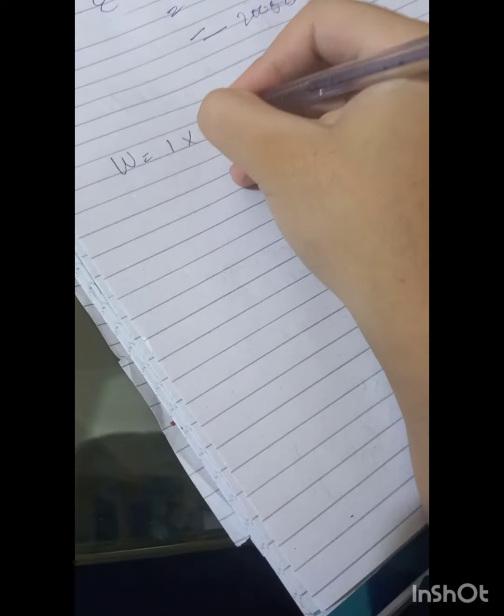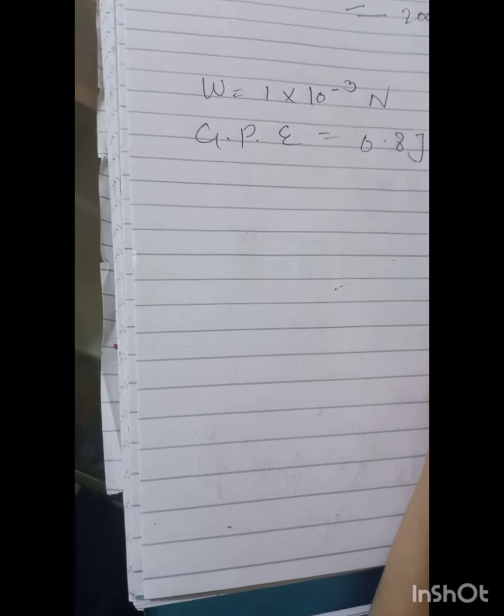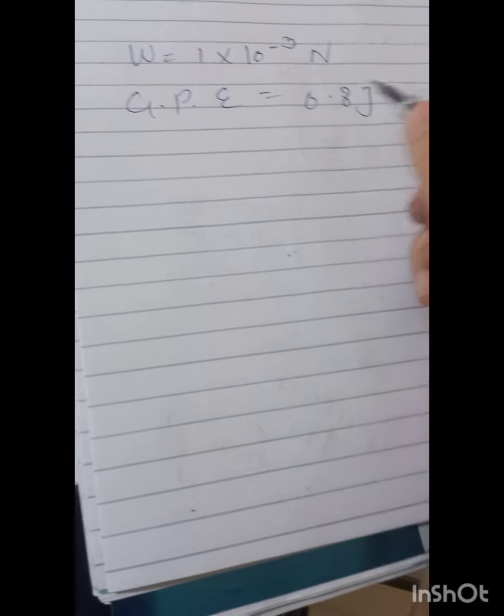So moving to the next question, which is a raindrop's weight. The weight is, as written here, 1 multiplied by 10 raised to the power minus 6 newtons. Weight and force are always in newtons, so we will consider it as weight or force. Its GPE is 0.8 joules when it falls from a cloud. How high was the cloud?